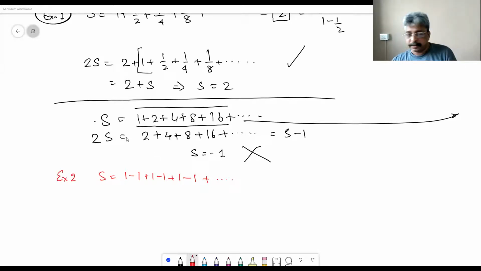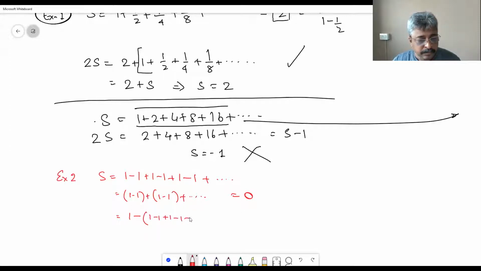Okay, so if you do the bracketing like this, then your answer is 0. However, if you do the bracketing like this, then you can replace this bracket by s, which gives 1 minus s, which gives us 2s is equal to 1. Therefore, s is equal to half.